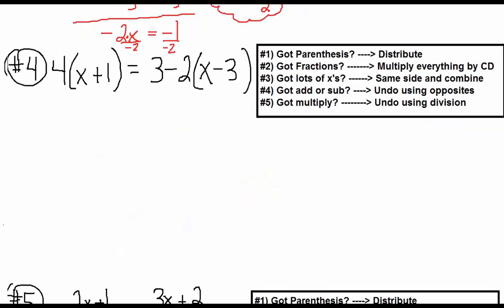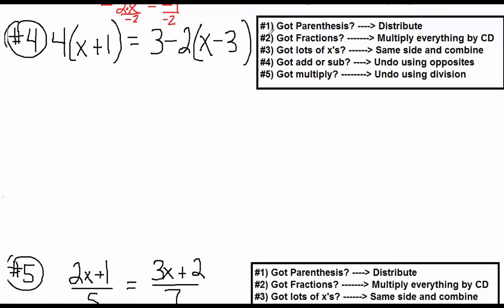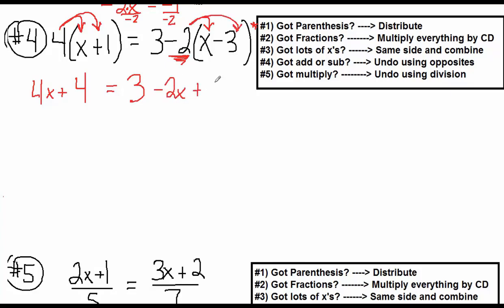Question number 4. Again, going down the 5 gots. Do we got parentheses? I do. So I need to distribute into the parentheses. I take the 4 in, and I get 4x plus 4 equals 3. And here we've got to take in the negative 2. Now, don't forget to distribute the negative 2. It's going to be minus 2x plus 6, because it's the negative 2 that we're taking in.